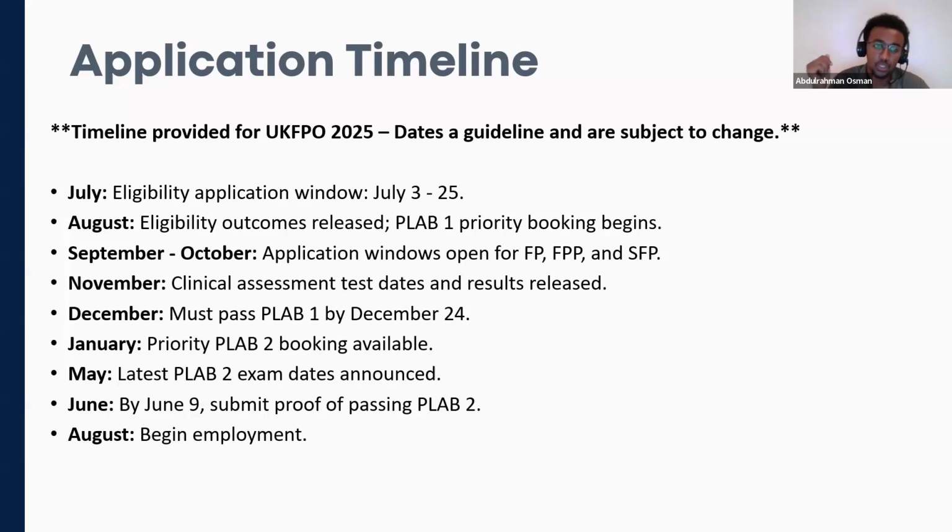Then in January, the PLAB 2 priority will open where they'll help you if you haven't got a PLAB 2 seat, because it can be quite difficult to book these tests. So they'll help you get a seat. And by May, you must have made sure that you've got a seat. And by June, they want everything.